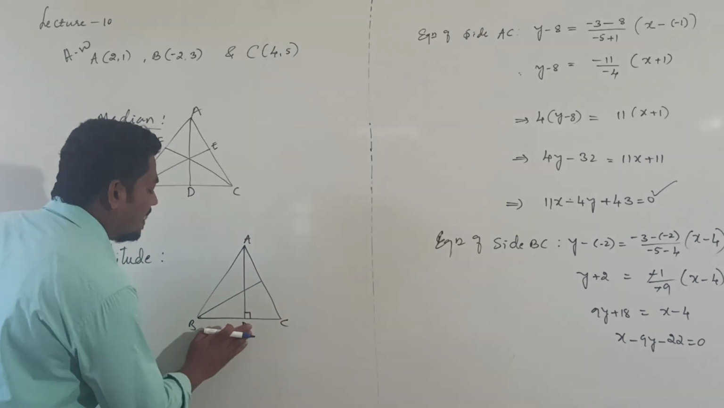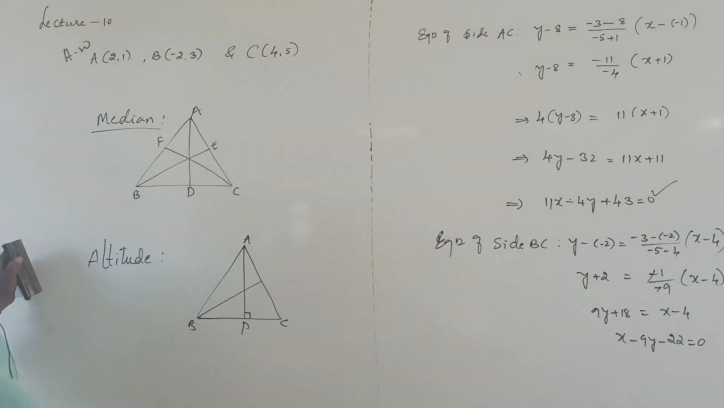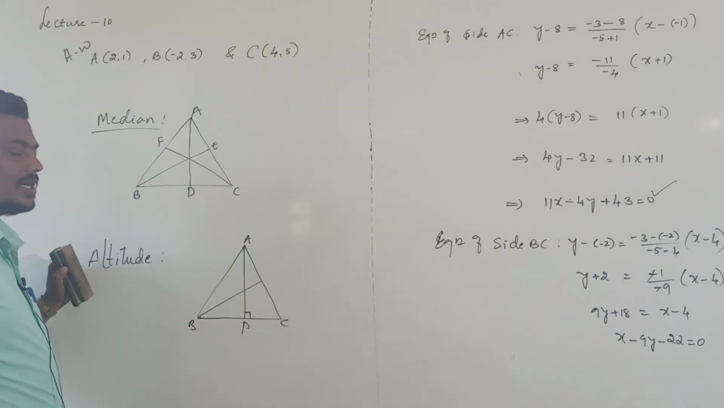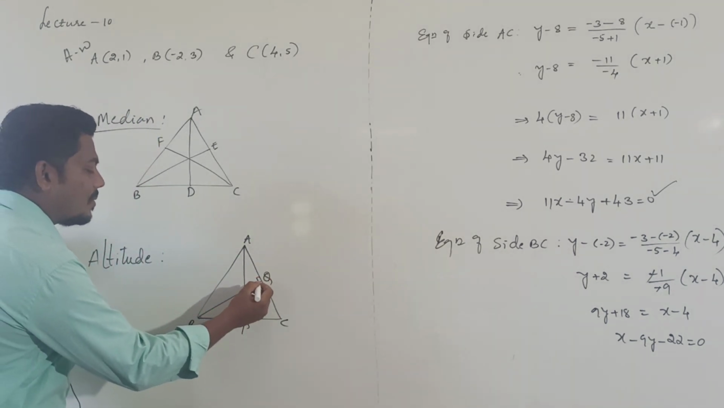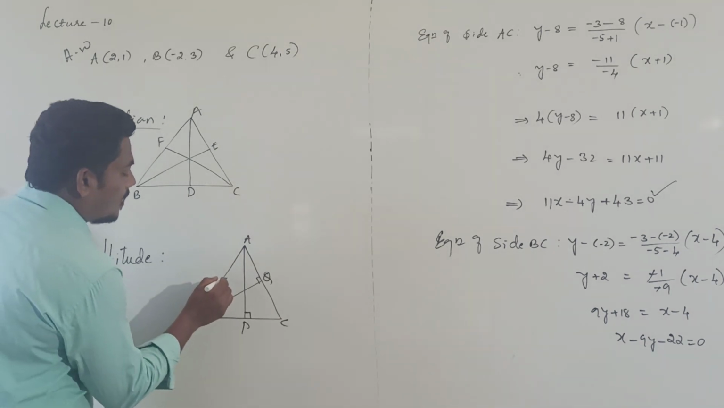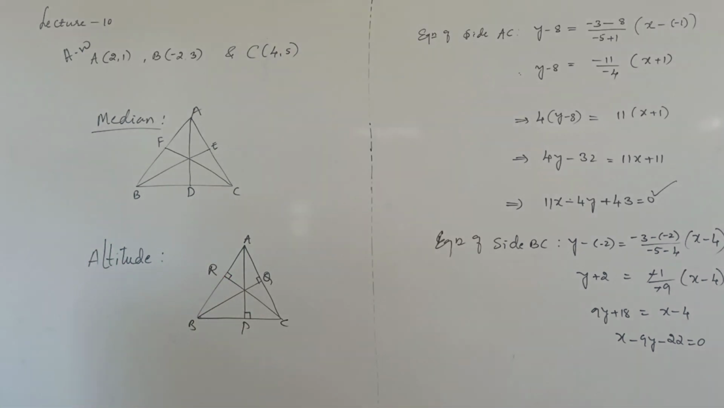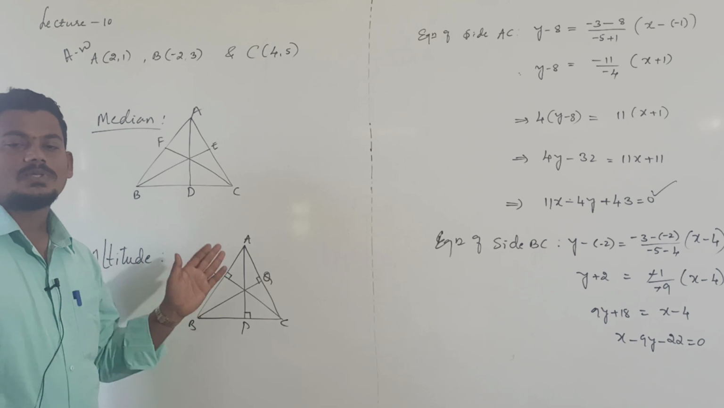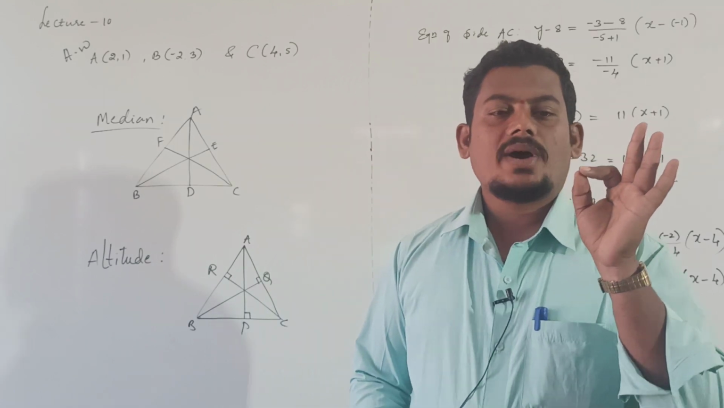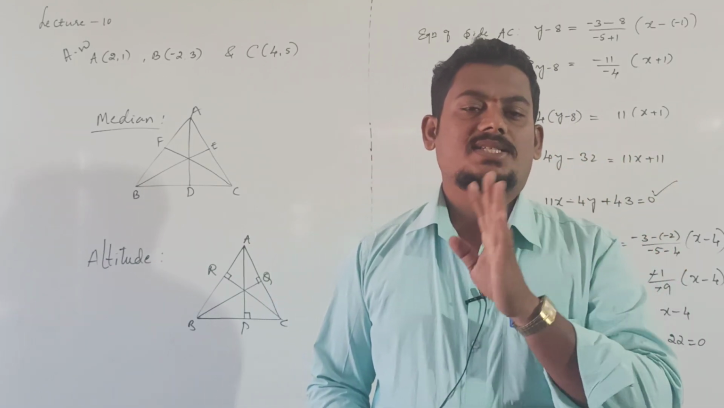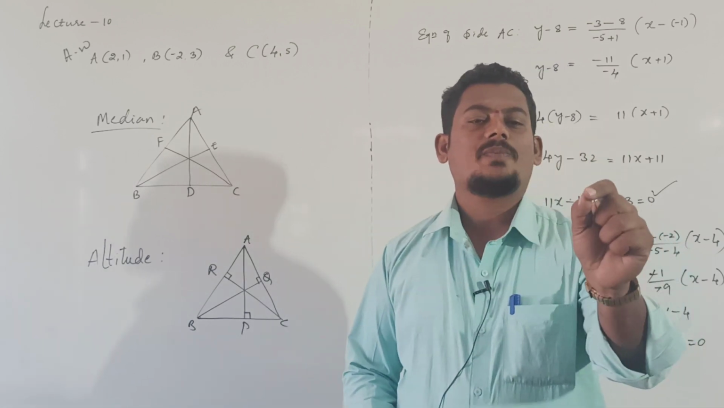Similarly, I will take it as PQ. AP is altitude of the triangle only when it is perpendicular to opposite side. Q. BQ is altitude of the triangle when it is perpendicular to opposite side. I will take it as R. CR is altitude when it is perpendicular to opposite side. Remember, median means a straight line passing through one vertex and midpoint of opposite side. Altitude means a straight line passing through one vertex and perpendicular to opposite side.